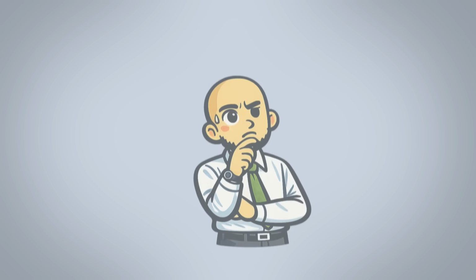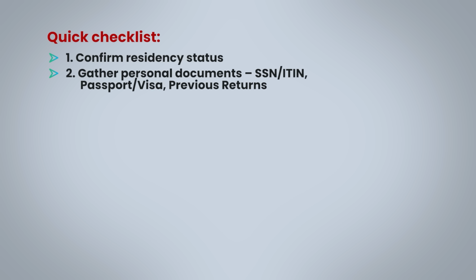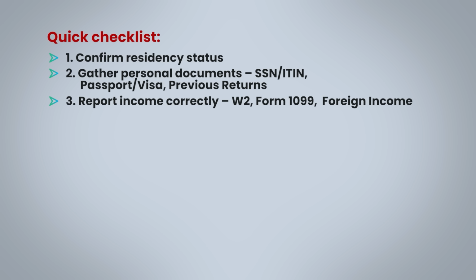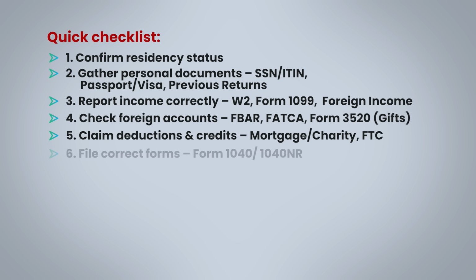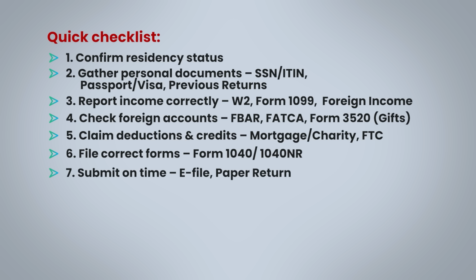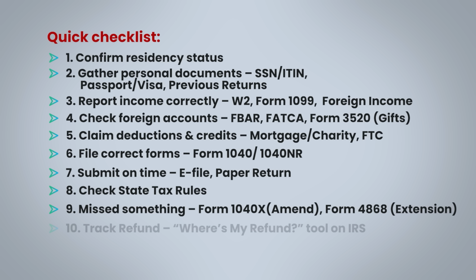Quick recap. So just to quickly recap, here's your quick checklist. Confirm residency status, gather personal documents, report income correctly, check foreign accounts, claim deductions and credits, file correct forms, submit on time, check state tax rules. Missed something? Track refund. That's your complete US tax filing checklist for NRIs.